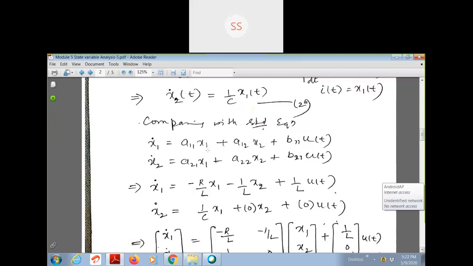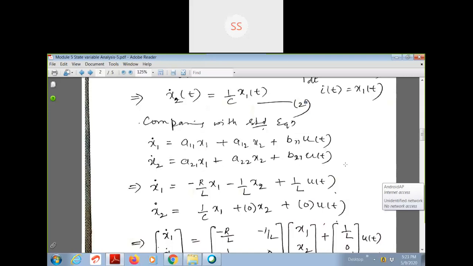We have stopped only at x1 and x2 because there are only two state variables, just similar to the previous mechanical system example. So their coefficients are a11 and a12, plus b11 into u of t. Here also we have only one input, so only one coefficient b11. Similarly, for the second variable, the state equation is x2 dot equal to a21 x1 plus a22 x2 plus b21 u of t.